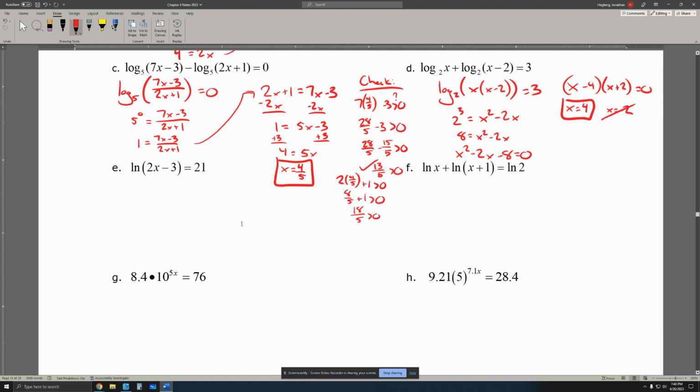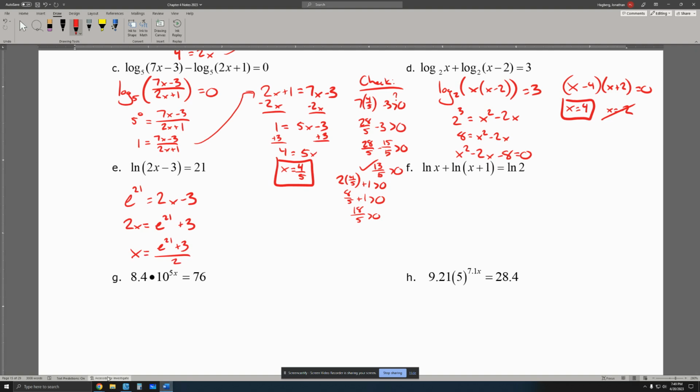Letter E. Natural log of 2x minus 3 equals 21. I know that the base of the natural log is e. This is already isolated, the natural log. And so we have e to the 21st power is equal to 2x minus 3 when we switch forms. So then we add 3 to both sides, and we get 2x is equal to e to the 21 plus 3. And finally, dividing both sides by 2, we get x is equal to e to the 21 plus 3 all over 2. All right, so this would be the exact answer.